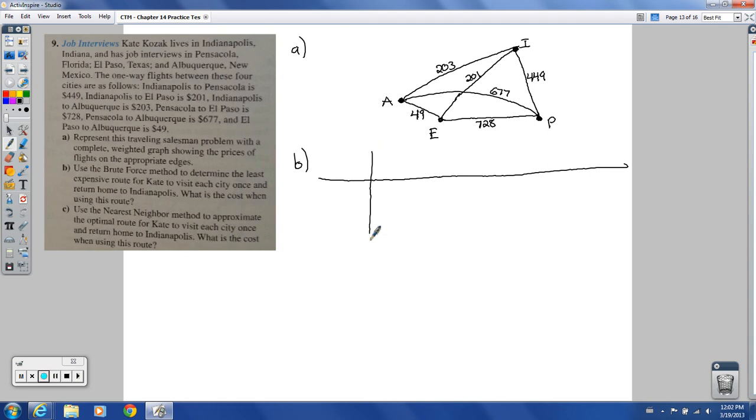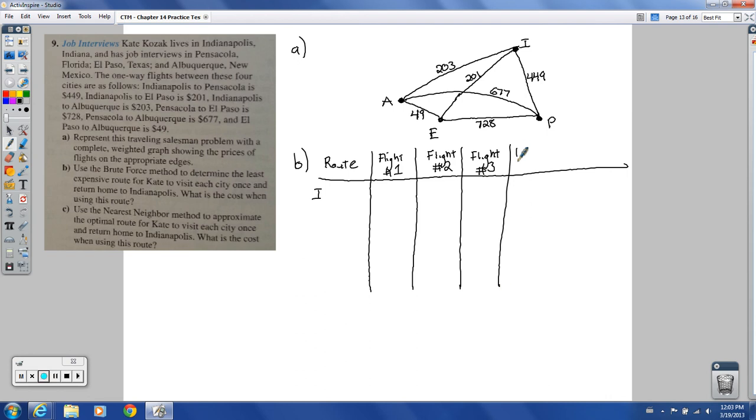And let's split that up like this. Okay, so this is one possibility. I could start at I. I'll say this is the route. This would be flight 1. Flight number 2. Flight number 3. And flight number 4. It looks like this one is going to take some time. It's not hard math. It's just a little tedious. This will be the total cost right here.